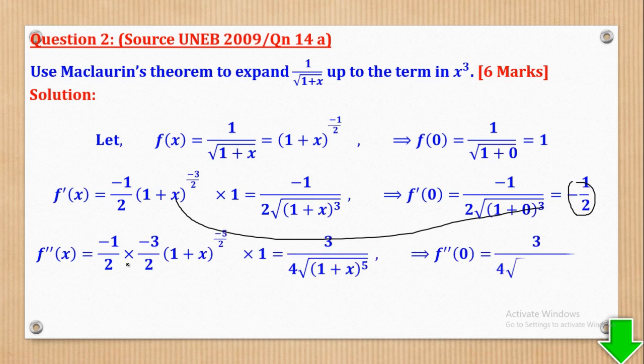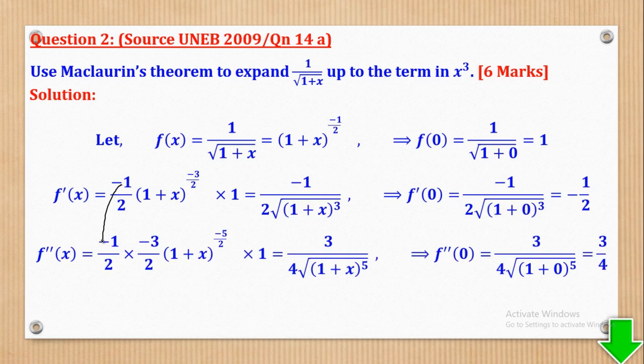Then for the second derivative, you'll come to this one still. This negative half is maintained. Then now I'm going to differentiate this. How? Bring down the power, which is this. Reduce the power by 1, which is this. Then the derivative of the inner bracket, which is 1. Substitute 0, you come up with that.